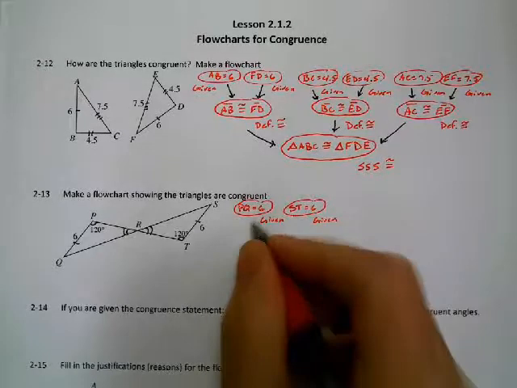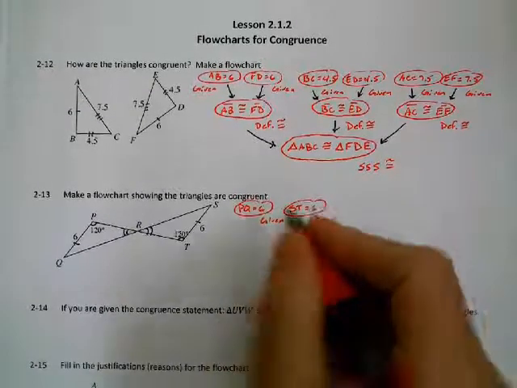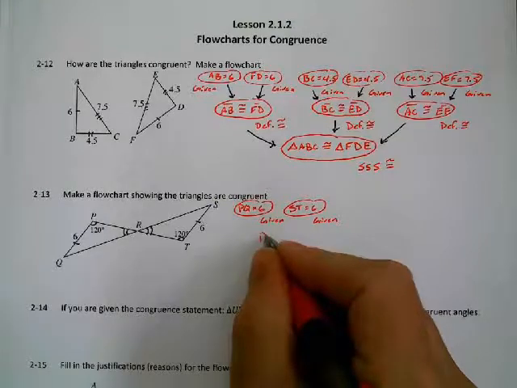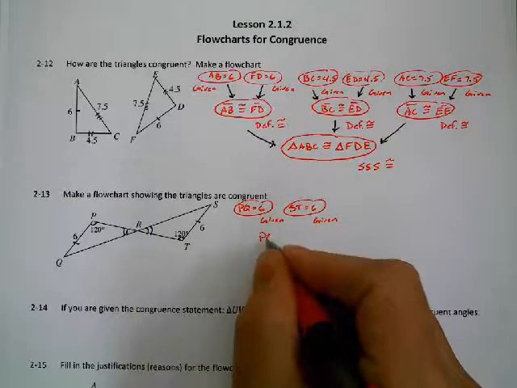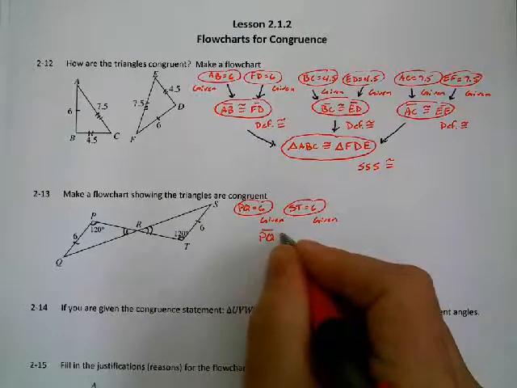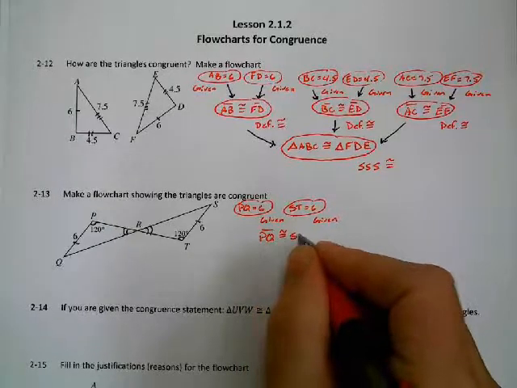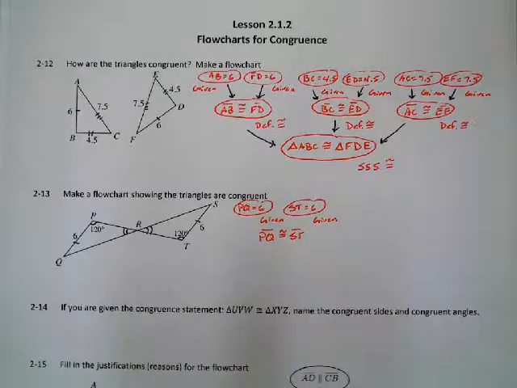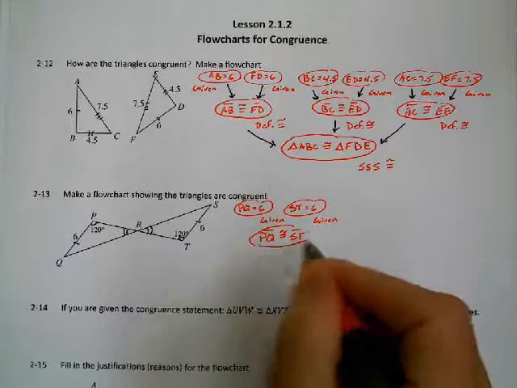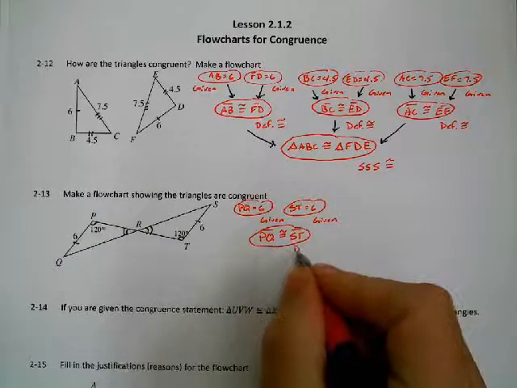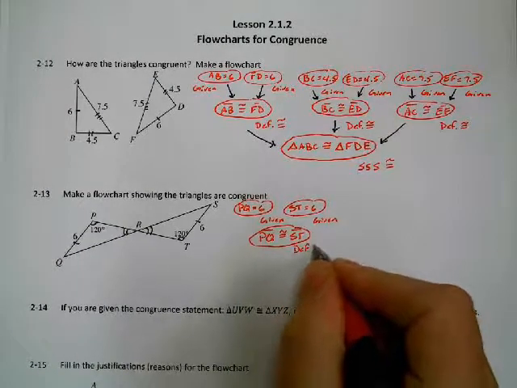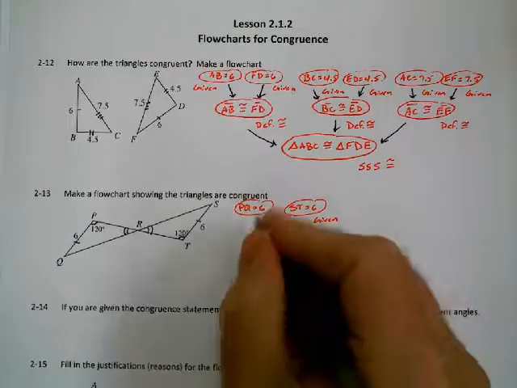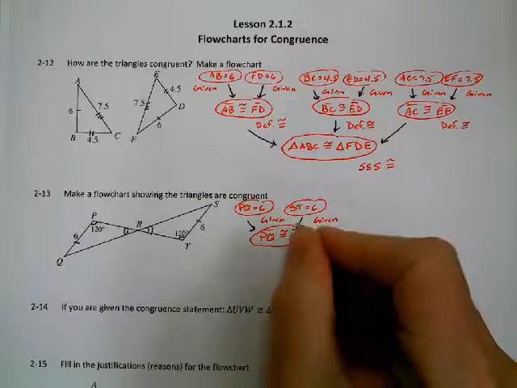Because those two have the same measurement, that means they're congruent to each other. So now I can say that side PQ is congruent to side ST. And that is the definition of congruence, like the previous problem. So there's it flowing into that one.